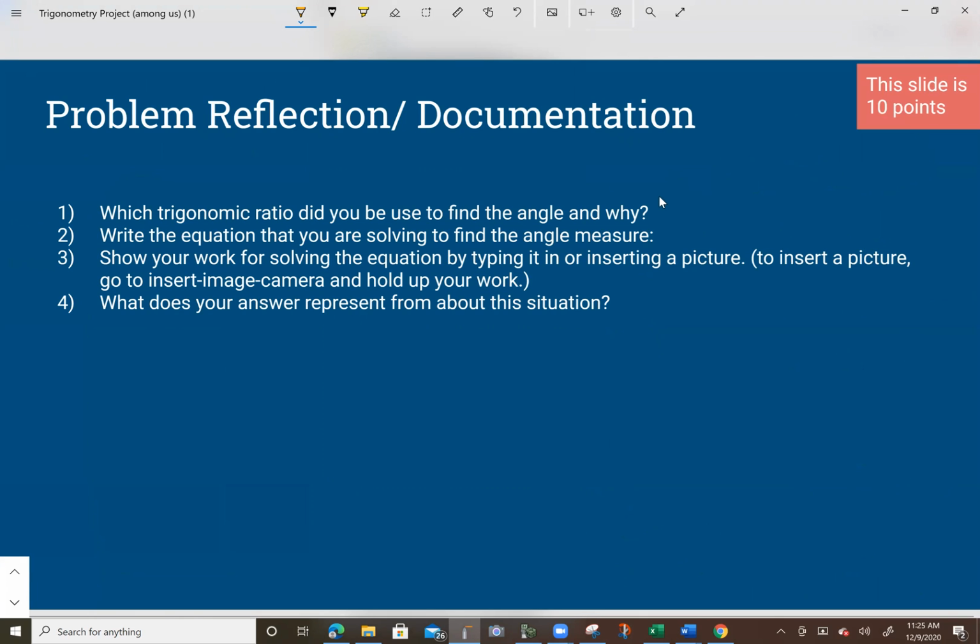So for this first question, which trigonometric, oh, I spelled that wrong. You guys are going to have to fix that in your own. Miss Binkley, actually, I should learn how to spell. I should go back and learn how to spell. It makes me look really terrible.